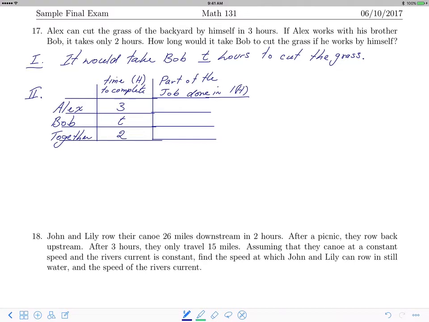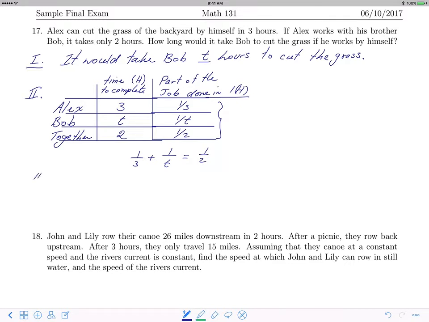So if Alex takes 3 hours to complete the whole job, then in 1 hour he's done 1/3 of the job. If it takes Bob T hours to complete the whole job, then in 1 hour he would have completed 1/T of the job. And together, if it took 2 hours, then in 1 hour they would do 1/2, half the job. And so this sets up your quantities that you add up to get the equation. So in 1 hour, Alex does 1/3 of the work, plus Bob does 1/T of the work, and together they're going to complete half the work. And that gives you the equation.